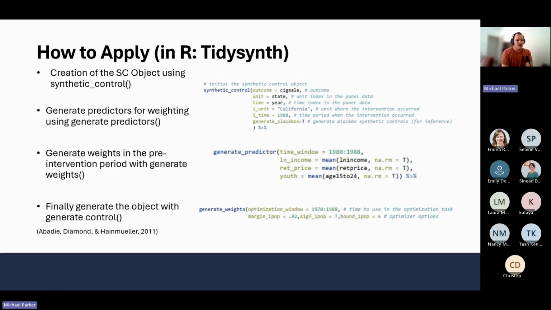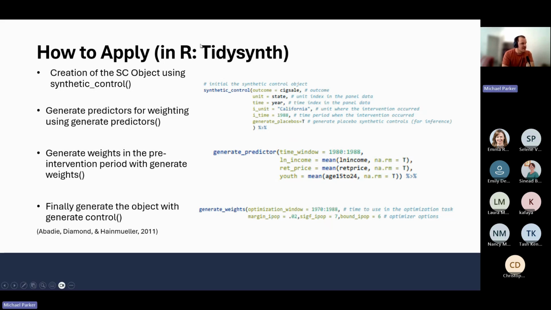So a little bit of how to apply it. Actually just a practical walkthrough of applying it in R. If you're not familiar with R, hopefully you'll be a little bit more familiar today. This uses a package called TidySynth, which is the package that I've used to apply it, and I think it's quite a nice intuitive way of doing it without having to worry about the underlying maths too much.